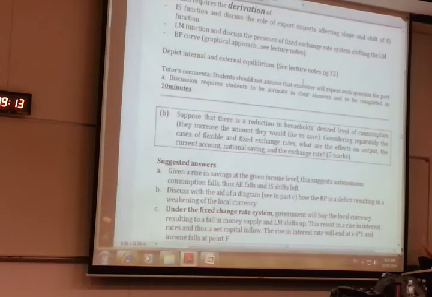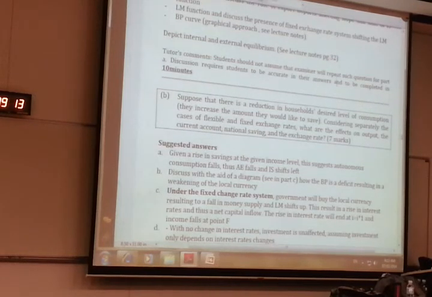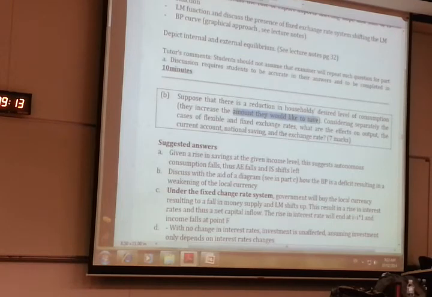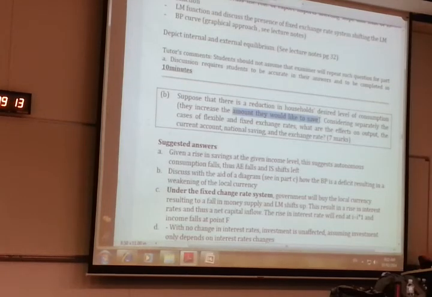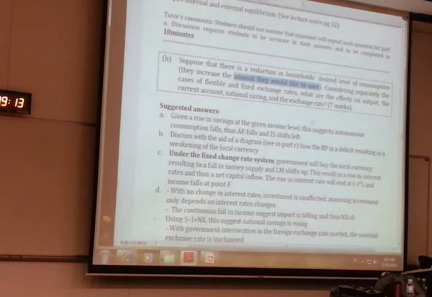So you have a horizontal BP, IS and LM. The question says there was a reduction in consumption because savings went up. Okay, so this must be a shift of IS because they intend to save more. They like to save more. It means their income didn't change yet. So in this case, analyze in terms of your C0 drop, AE4, IS shift left.